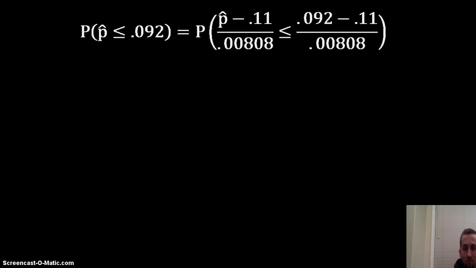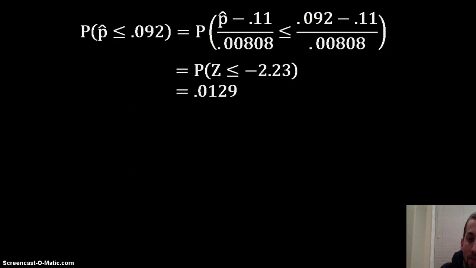I know it's a quick side note, I'm going to put all these notes on RenWeb without the audio, but you can go back and look at them if you didn't get it all written down. But we're calculating just as we did before, but it's only one-sided. What if we got 9.2% or less?